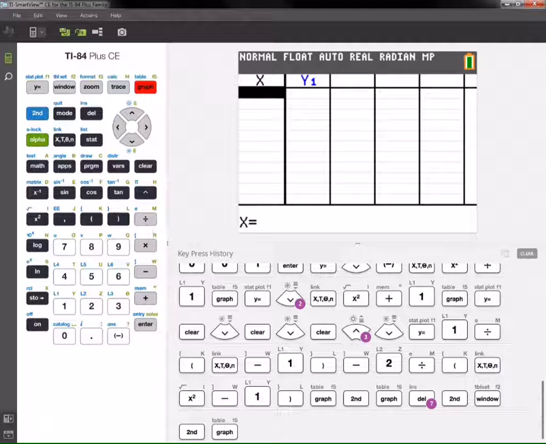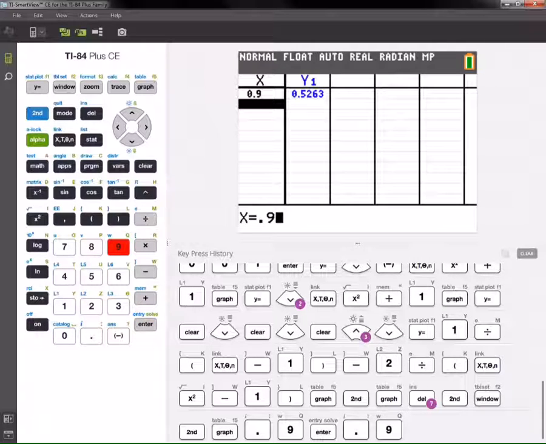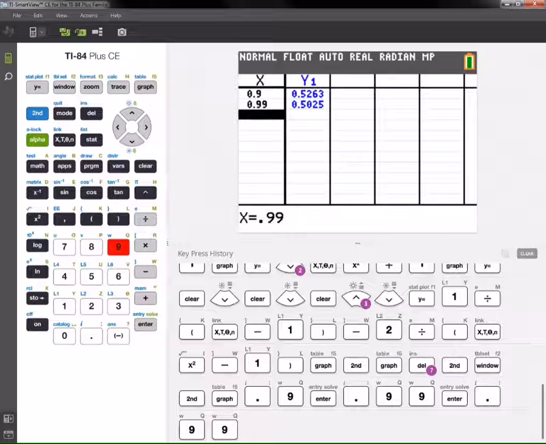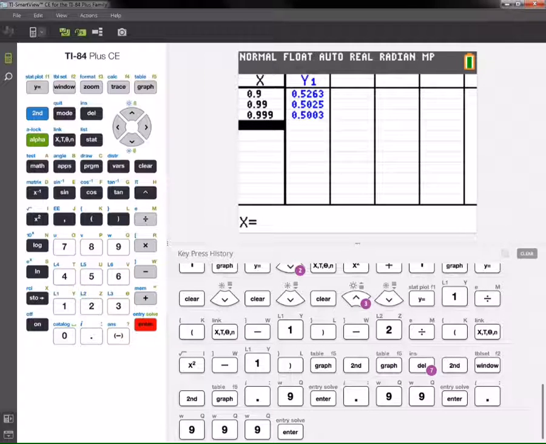So now we're analyzing it numerically. Let's approach 1 from the left. A number that's really close to 1 on the left is 0.9. If I plug in 0.9, I get 0.5263. Now what's a closer number than 0.9? 0.99. I plug in that, I get 0.5025. What's an even closer number than that? 3 nines, right? Boom, I get 0.5003. Now I'm going to go even closer. Let's do 4 nines. That's really dang close.